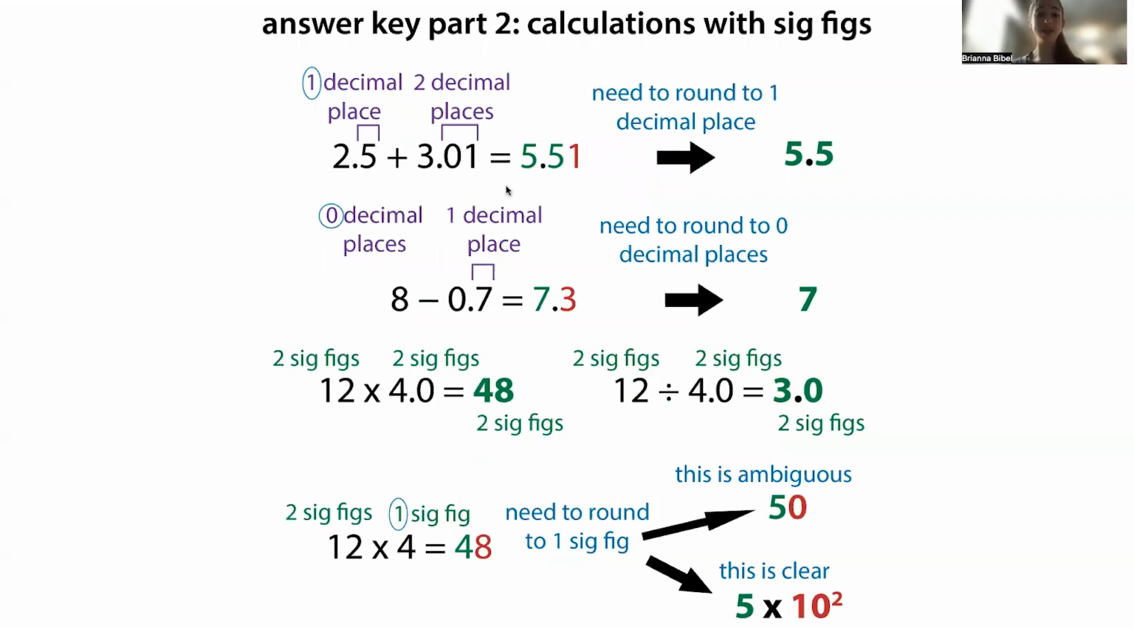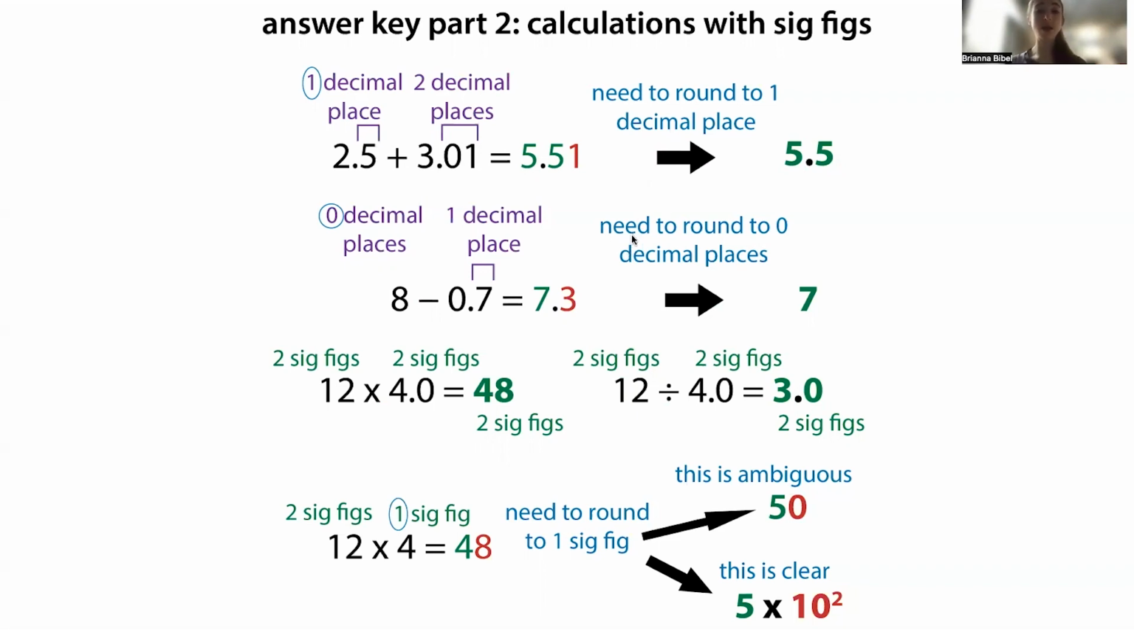If we have addition or subtraction, here we're going to look at the number of decimal places. In 2.5, we have 1 decimal place, and in 3.01, we have 2 decimal places. So when we round, we're going to have to round to 1 decimal place, and so we round to 5.5. Like I mentioned, if you have 0.5 or more, you round up, and if you have less than 0.5, you round down.